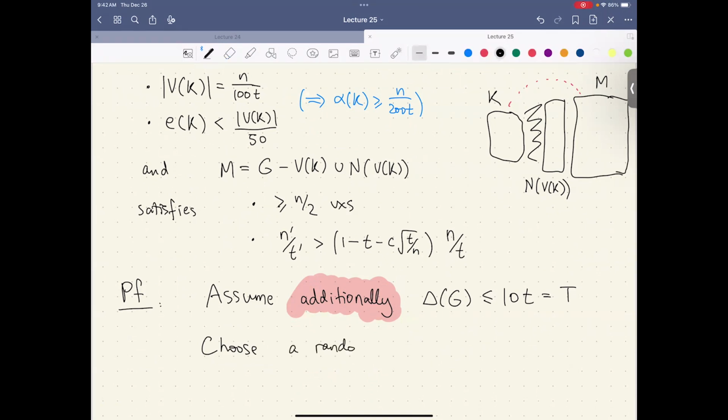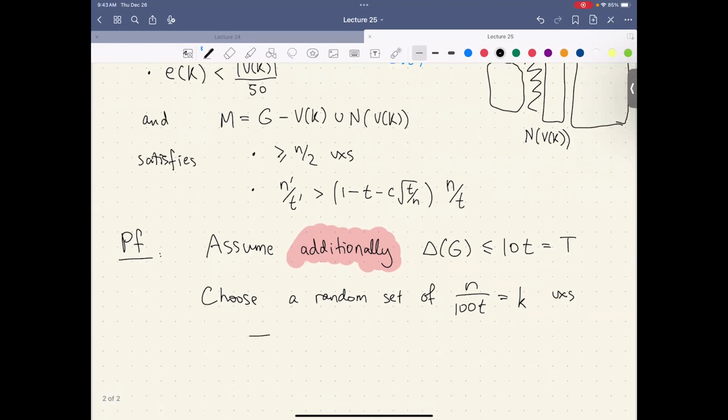Choose a random set of n over 100t. Let's call this little k. So choose a set of little k vertices and let the graph induced be capital K. Okay.